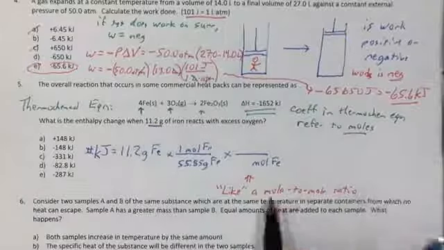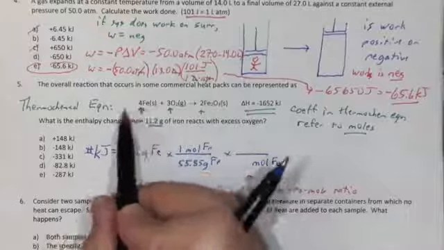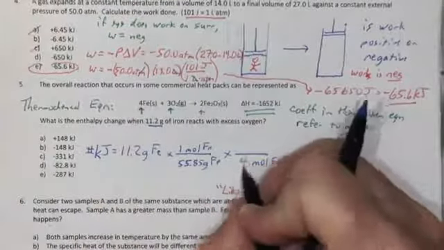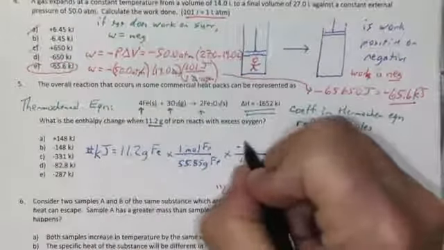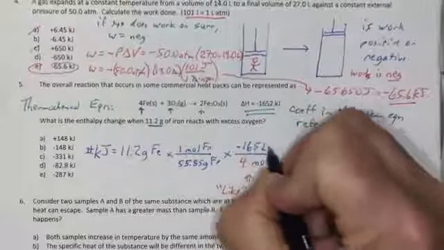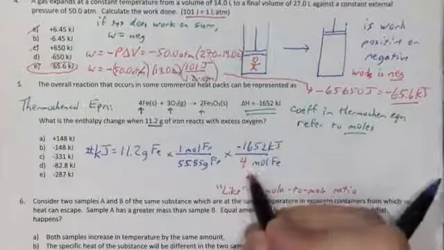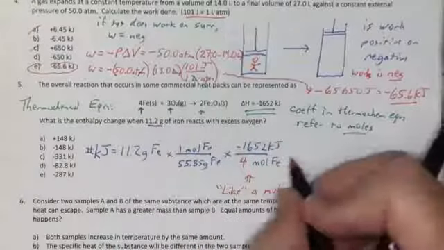Because we get it from the thermochemical equation. In the thermochemical equation, the coefficients refer to the number of moles. Every time 4 moles of iron reacts, the enthalpy change is negative 1,652 kilojoules. So this is like a mole to mole ratio. It's not a mole to mole ratio, but for every 4 moles of iron, this is the enthalpy change.